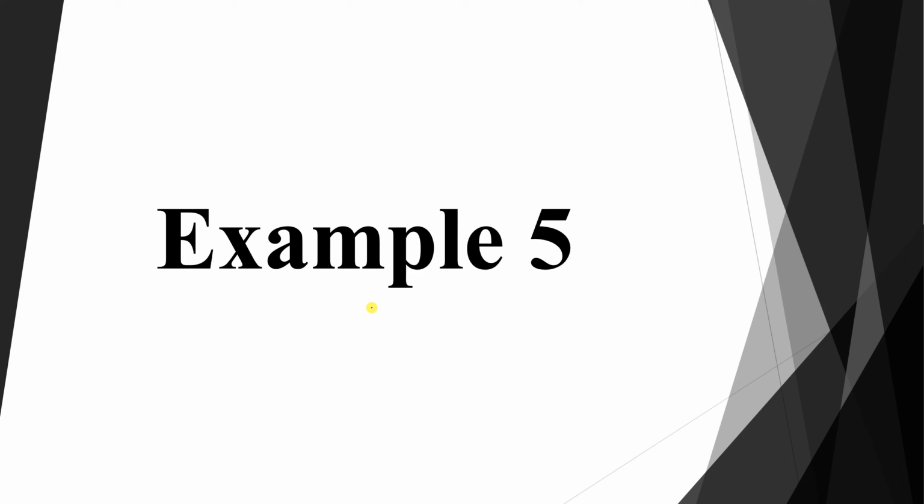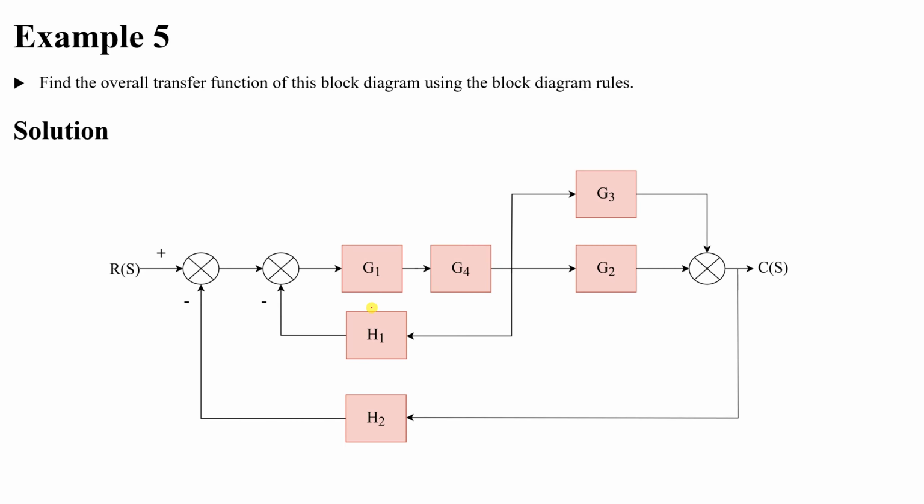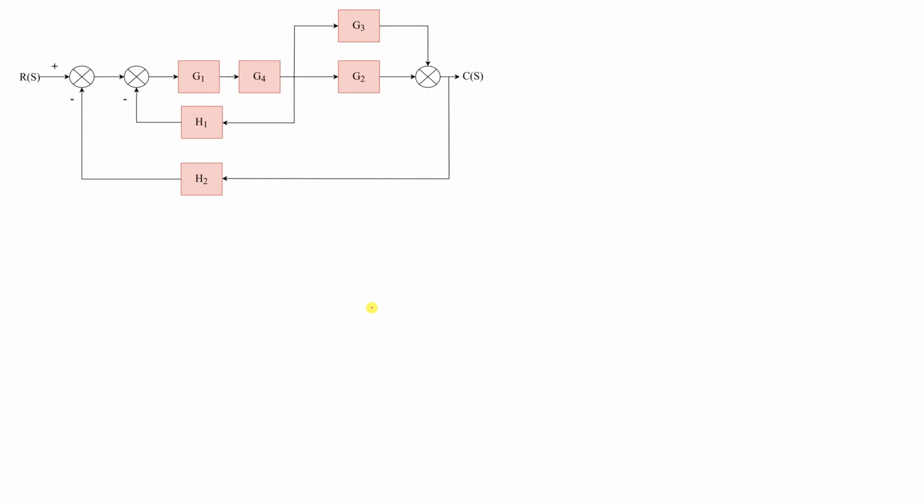Now let's have another example. In this example, we would like to get the overall transfer function of this block diagram using the block diagram reduction rules. So let's start. The first step, look for the easiest thing. I will look for the easiest thing. I see that these two are very easy.